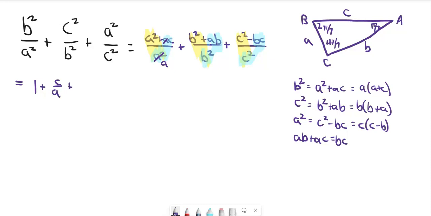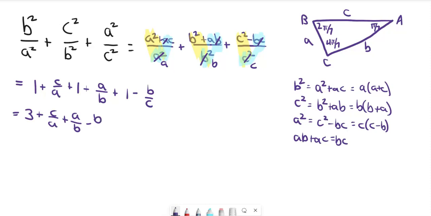Plus, on the next part, b squared over b squared will equal 1. And then after that, another plus sign. We have ab over b squared. We can cancel one of the b's, and we get the fraction a over b. And then on the last one, we have c squared over c squared, which gives us 1 there, and then minus bc over c squared. I can cancel one of the c's, giving minus b over c. Now, the nice thing is we have three 1s. Those add up straight together to be 3 plus the rest of my fractions: c over a plus a over b minus b over c.